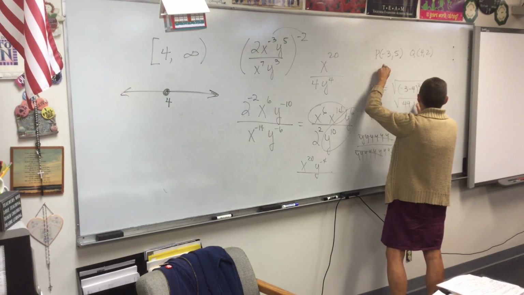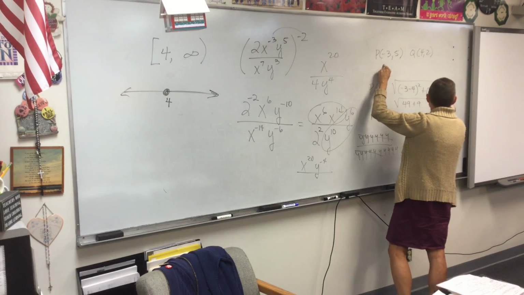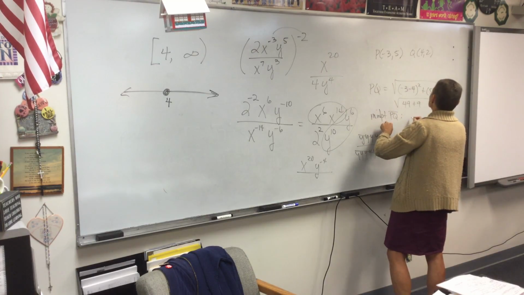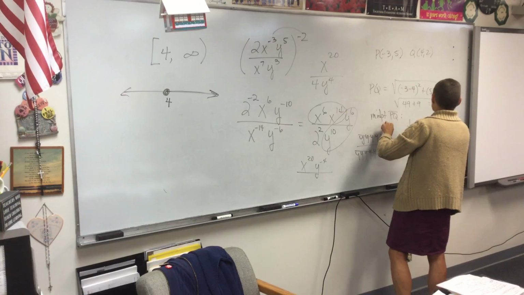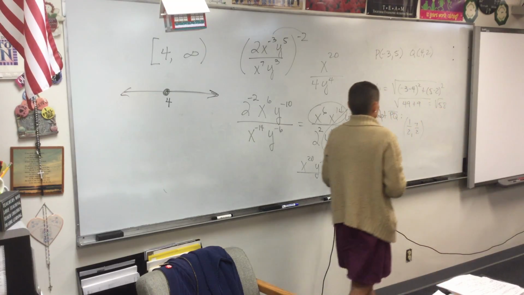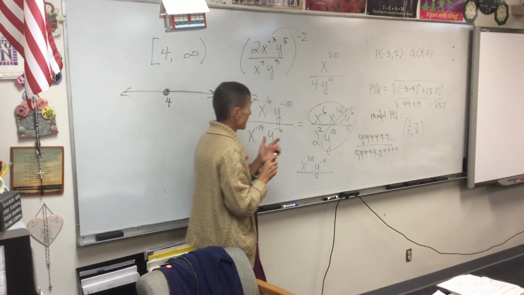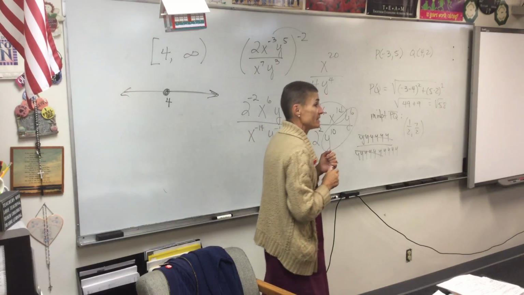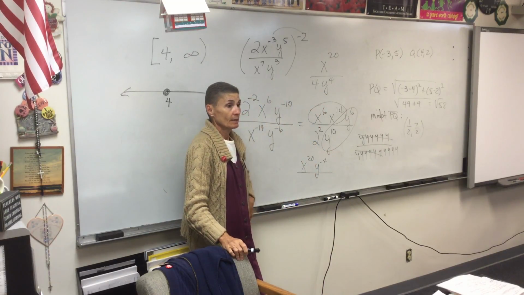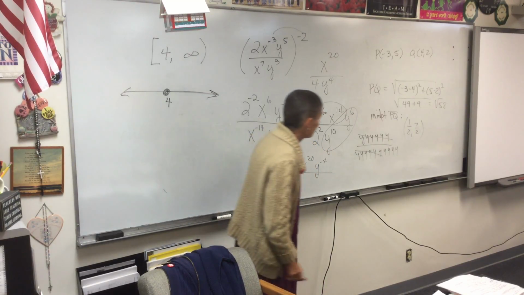How are we coming? All right, I did that probably faster than I should have. I got root 58 for my distance. Everybody good? And my midpoint, I got 1.